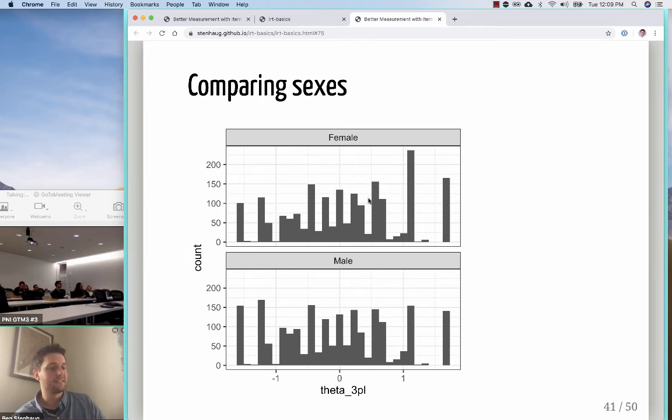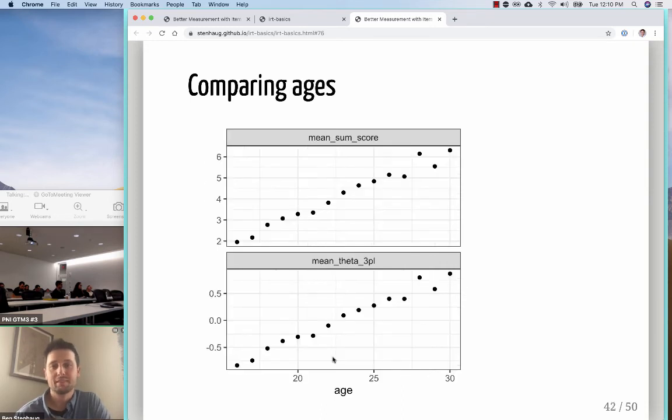Now we can do the science, whatever we might want. One example is we can look at the distribution compared by sex of their 3PL parameters. I'm looking at the relationship here between the age in months and the average sum score and the average ability as estimated by the 3PL. You'll notice the relationship is very, very similar between the sum score and the 3PL. And this is quite common, especially when you do averages, like, this is a bucket of 20-month-olds and they're getting averaged all across. It's very common that the relationships look the same.